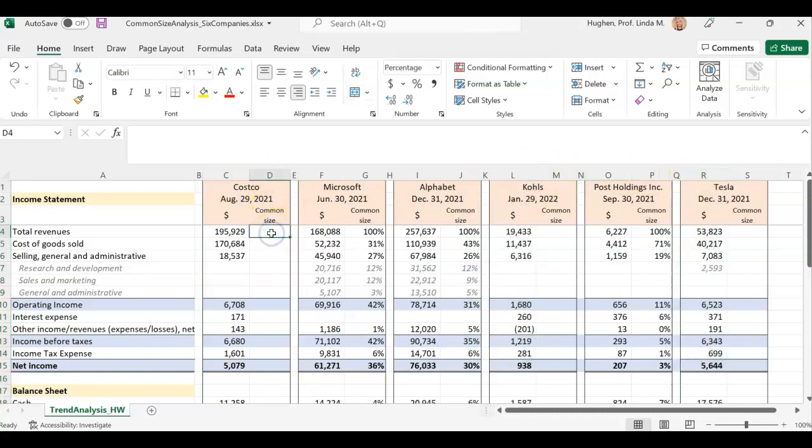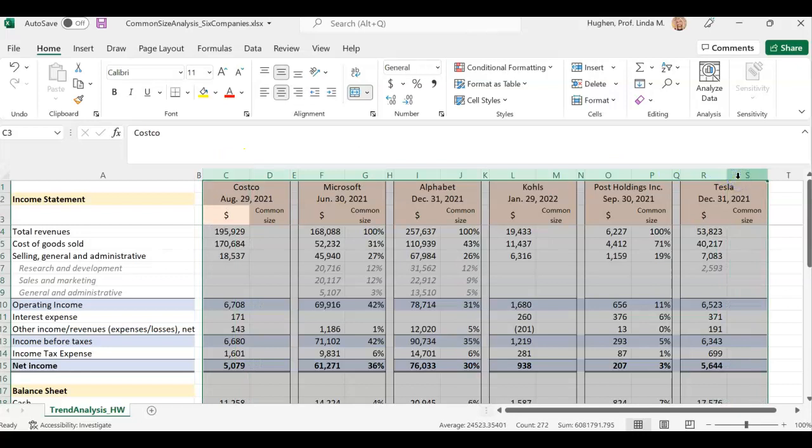But you're going to calculate the common size numbers, which should be very quick and easy. Then we're going to use the data for these 6 companies to answer questions that are listed in Blackboard. The questions aren't challenging. Something like which company has the highest cost of goods sold as a percentage of sales.